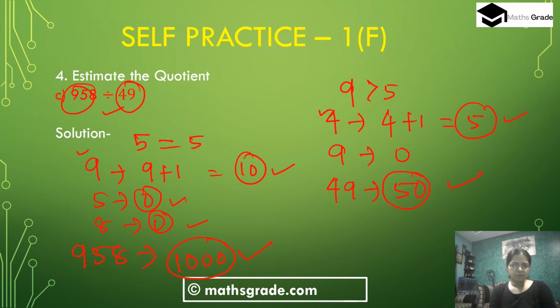Now 958 rounded to the nearest 100 is 1000, and 49 rounded to the nearest 10 is 50. Now divide. 1000 divided by 50 is 20. And 20 is our answer. So the estimated quotient of 958 divided by 49 is 20.